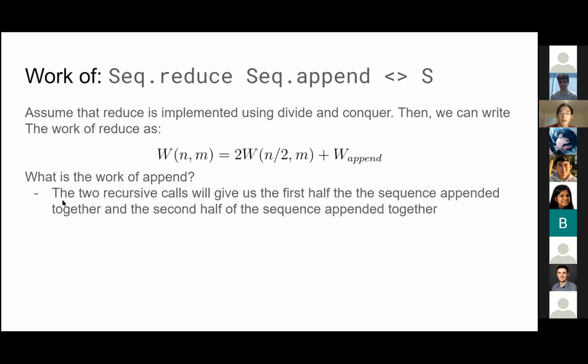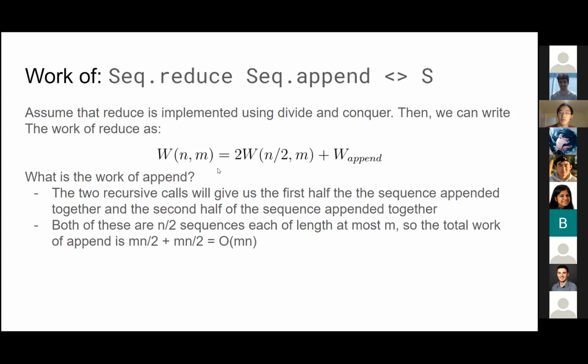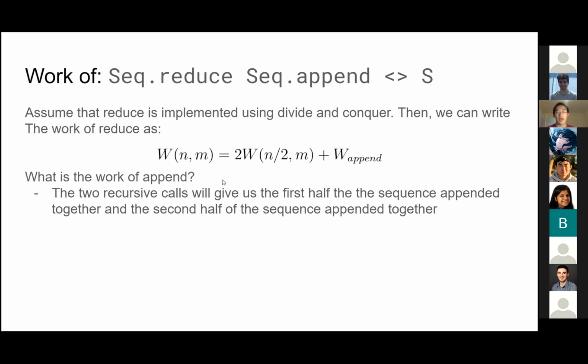Okay, so the 2 recursive calls give us the first half of the sequence appended together and the second half of the sequence appended together, right? So what is the size of the first half all appended together, and what is the size of the second half all appended together? Yeah, I think Poon had it. So it's O of nm.